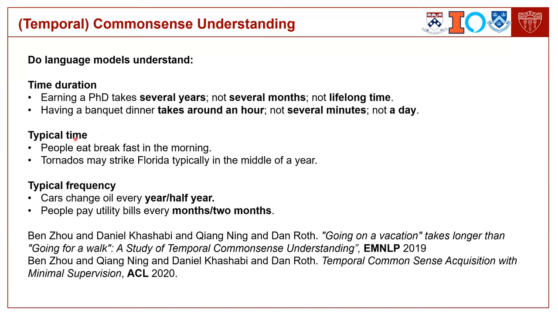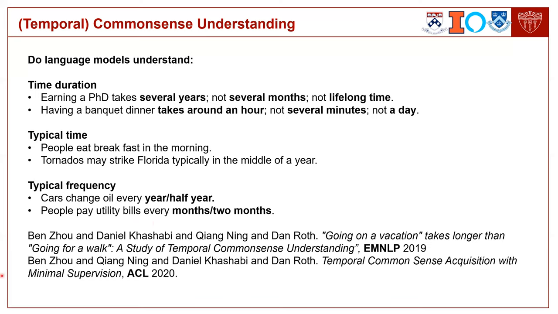And the typical time is about, does the language model understand that people eat breakfast in the morning, not at noon or another time of the day? And tornadoes often strike Florida typically in the middle of the year, not at the beginning or the end of the year, right? And typical frequency means, does the machine understand that people change the oil in their cars every year or every half year, depending on whether you have a luxury car or not, right? But you should not do this every month or even for a shorter time, or for a longer time span, right? And people pay utility bills every month or every 2 months, right?